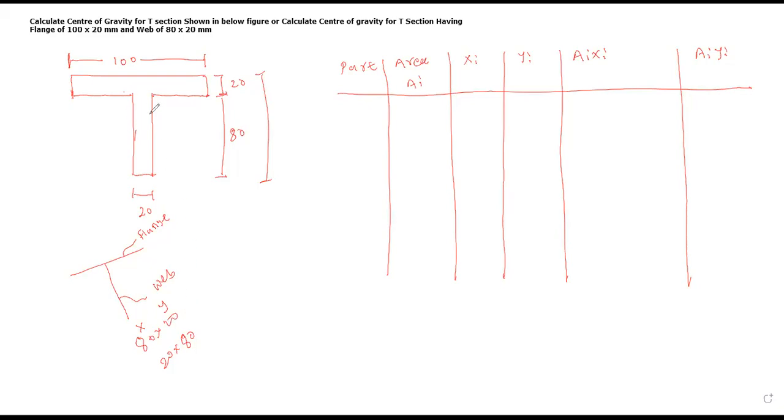From this geometry, it is clearly seen that your depth portion, or your portion in y direction, is more than in x direction. Yes or no? So keep in mind, whatever the dimension given for the web, your depth is always more than your thickness. Is it clear or not? 20 by 80 or 80 by 20, that doesn't make any sense.